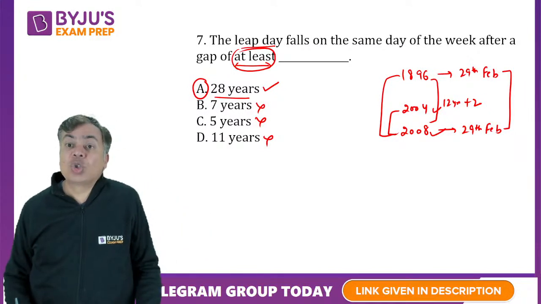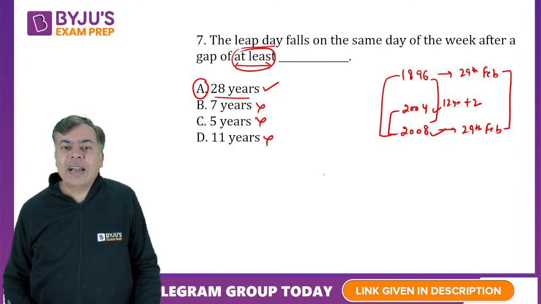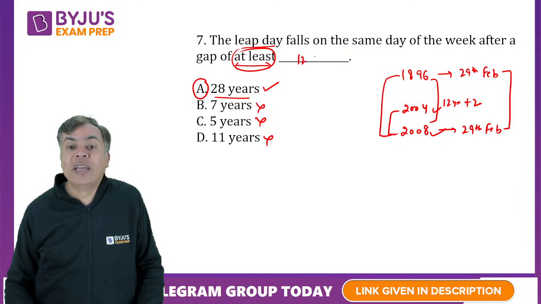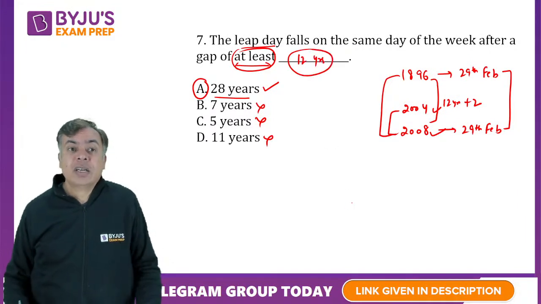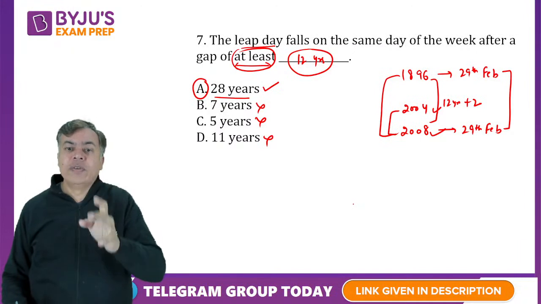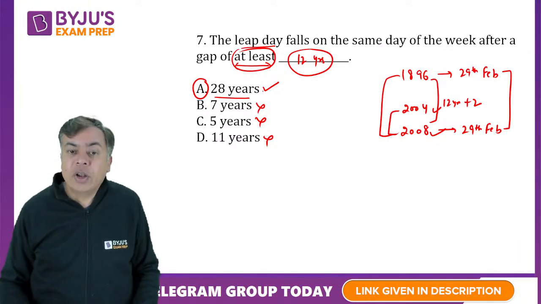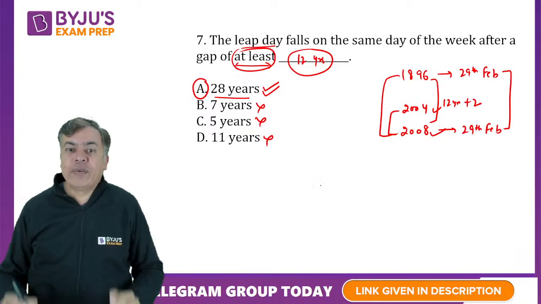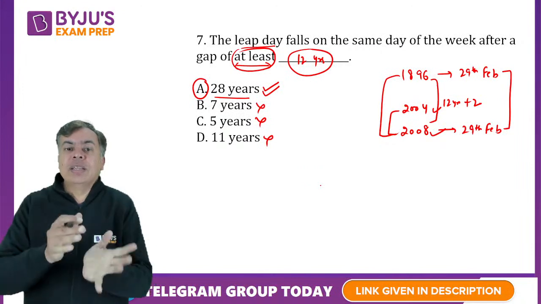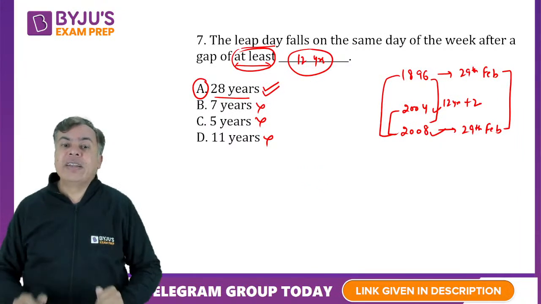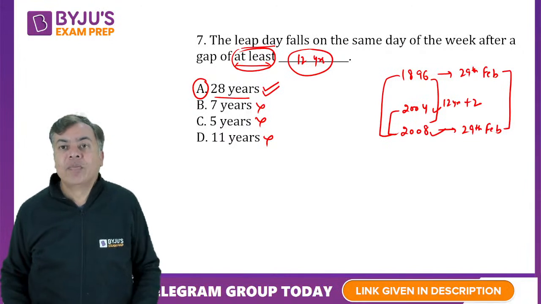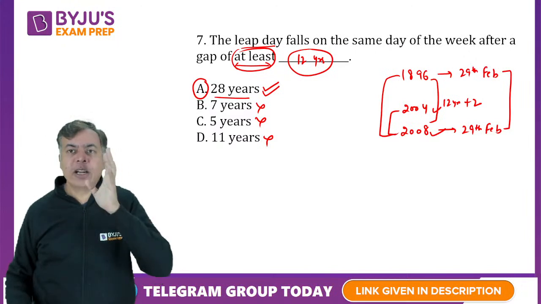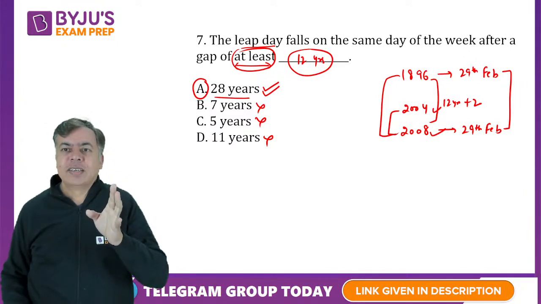So in such cases 12 years, so the correct answer for at least, when he has used the word at least, should have been 12 years. So the logical answer, the correct answer, is 12 years for at least, but in normal circumstances the gap is 28 years. If you talk within the century, it is always a gap of 28 years where you will have the same day for leap day. Okay, right? Are you getting the point? Is this clear?